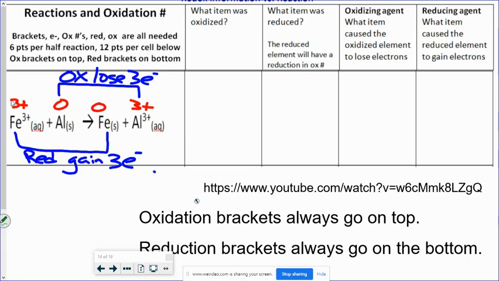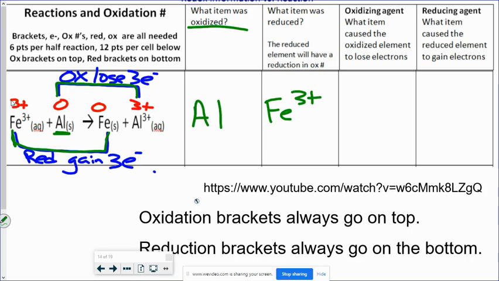Now, what item was oxidized? If we did a good job with our brackets, it's not too hard. The aluminum was oxidized. What item was reduced? Well, if we did a good job with our brackets, right here, the Fe3 positive was reduced in oxidation number. Now, this is the part that gets a little heavy as far as the information goes.